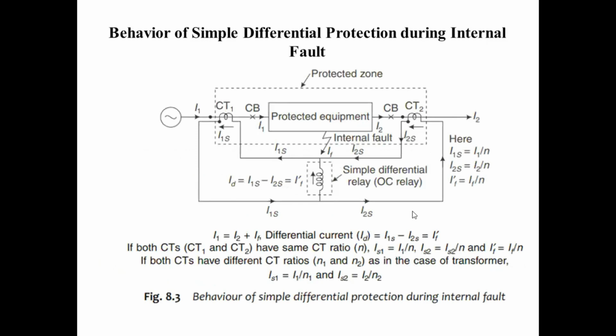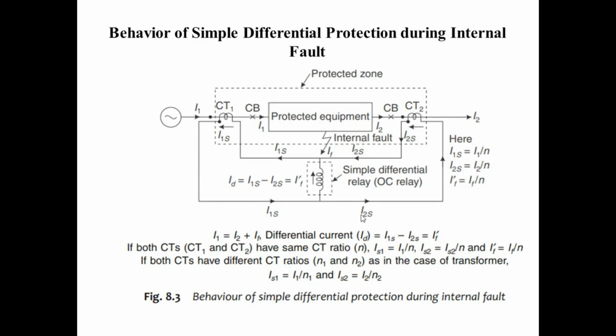When an internal fault occurs on the system, that is, within the protected equipment, there is a difference between the CT1 current I1S and the CT2 current I2S, so it is not equal to 0. When it is not equal to 0, the simple differential protection operates, a trip signal is sent to the circuit breaker, and the relay operates.